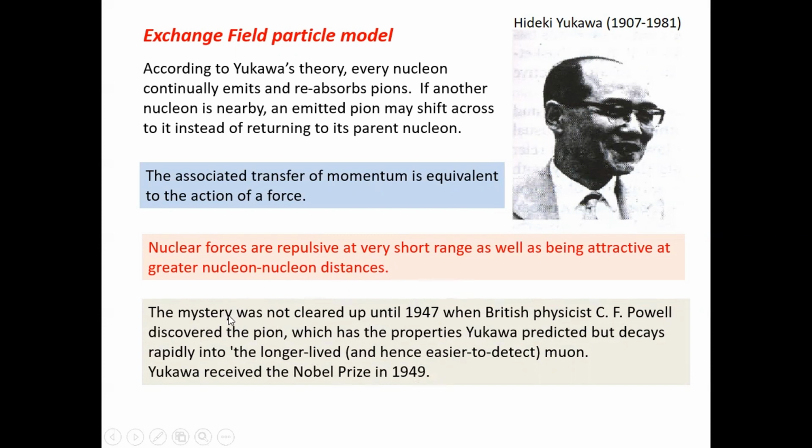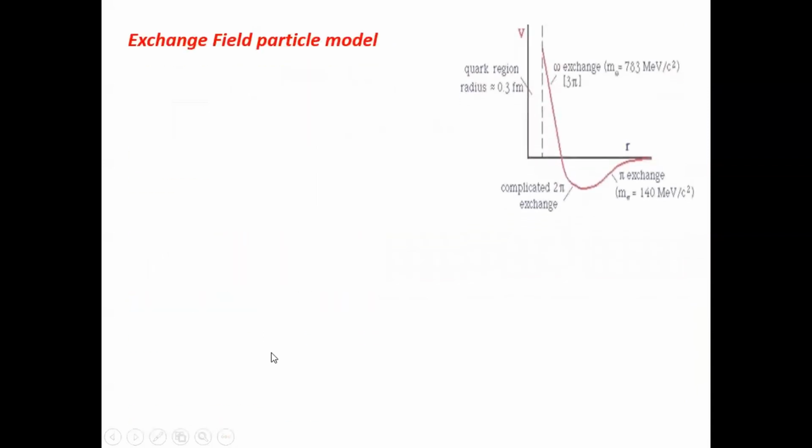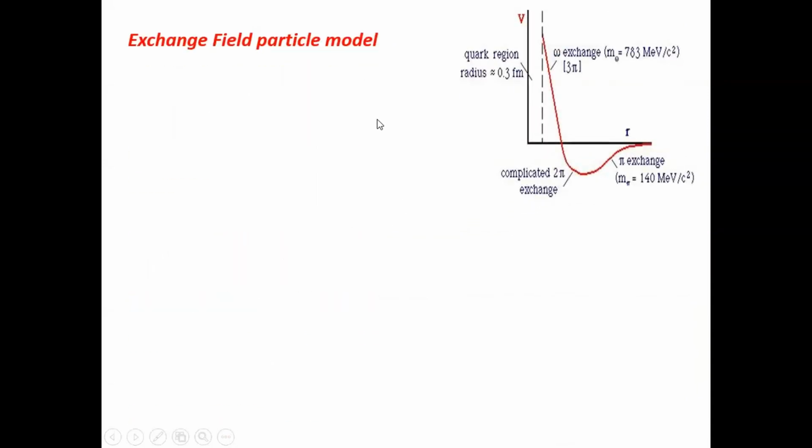This mystery particle was not really available until 1947, when British physicist Powell discovered the pion, which has the property that Yukawa predicted, but they decay rapidly into the long-lived muons. Yukawa received a Nobel Prize in 1949 on this experimental discovery, that his theory is really very, very important.